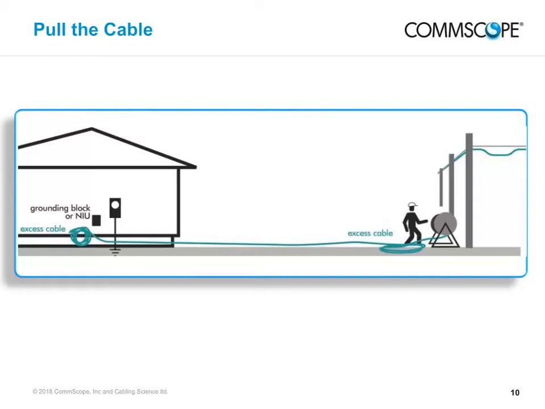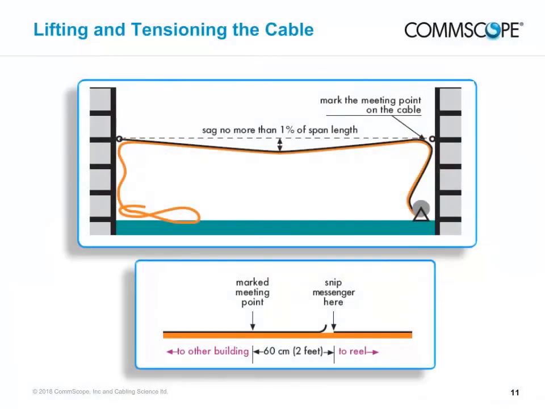Go back to the reel and pull enough extra cable to reach the tap. Cut the cable at the reel. Taking the cable in hand, climb or ride up to the second attachment point. Pull the cable taut until the sag is 1% of the overall length of the span. That is, for a 30-meter or 100-foot span, the sag should be 0.3 meters or 1 foot.